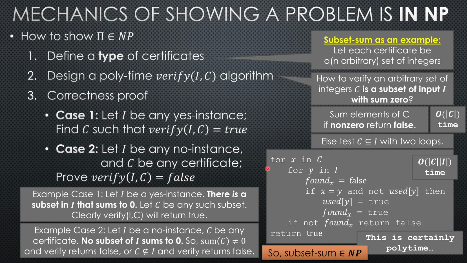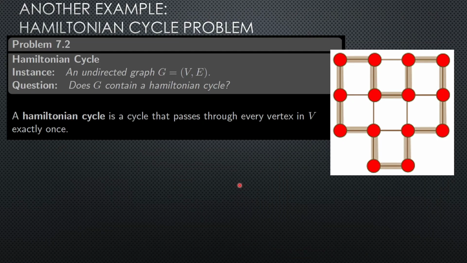Okay, so we've shown here that subset sum is in NP. This is a formal proof that subset sum is in NP. So let's see one more example, and then we'll stop.